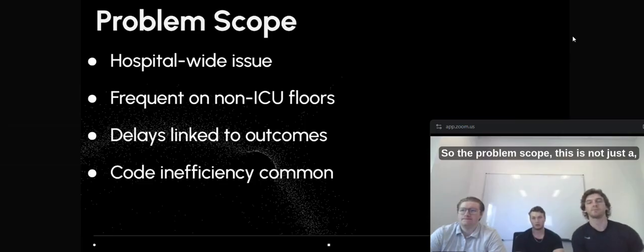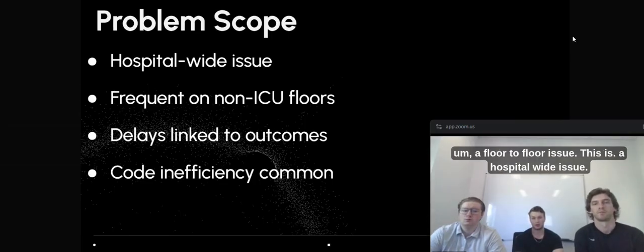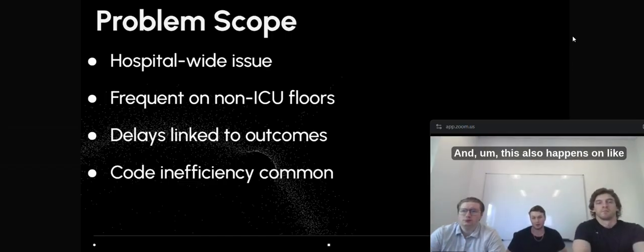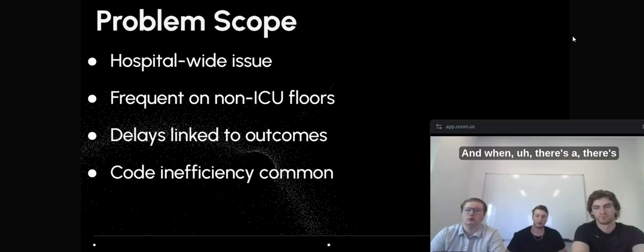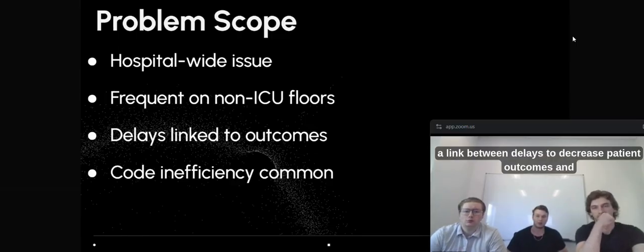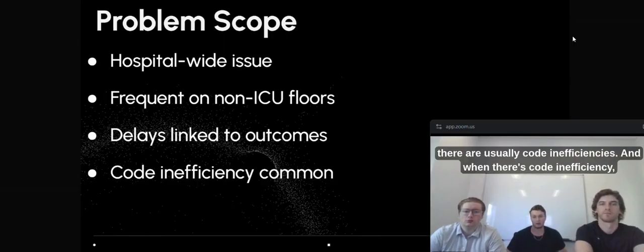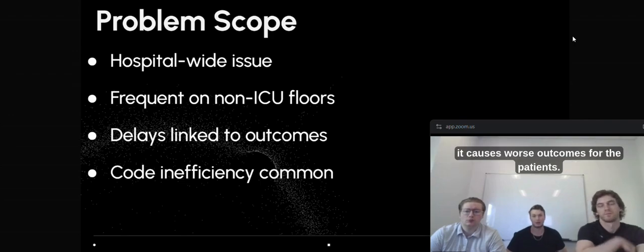So the problem scope. This is not just a floor to floor issue. This is a hospital wide issue, and this also happens on medical surgical floors and different kinds of floors that aren't critical care. There's a link between delays and decreased patient outcomes, and there are usually code inefficiencies. And when there's code inefficiency, it causes worse outcomes for the patients.